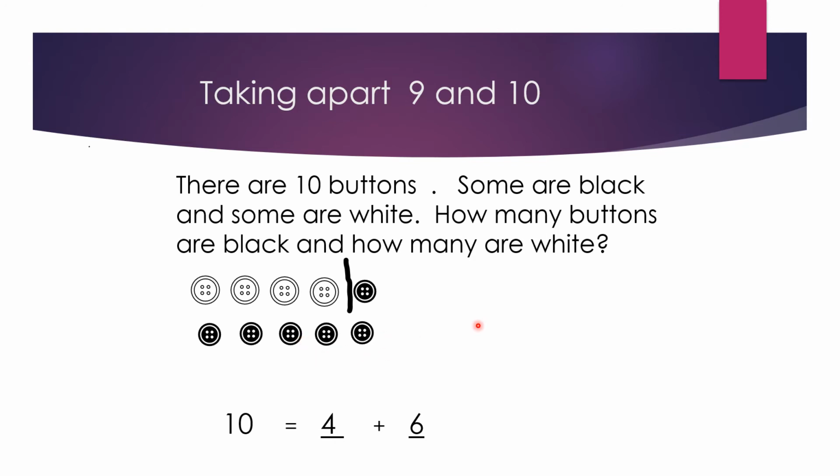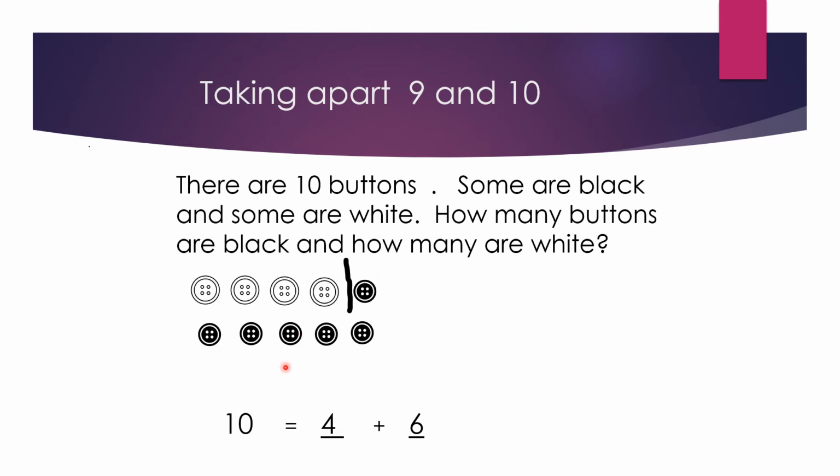But we want to find the parts of 10. In our story, it says some are black and some are white. Our parts aren't represented with a number, so we needed to draw a magic line to show our 2 parts. We decided that 4 buttons would be white and 6 buttons would be black. So we made our magic line to show 4 and 6.